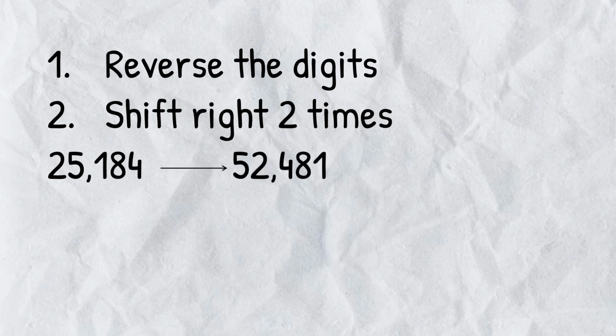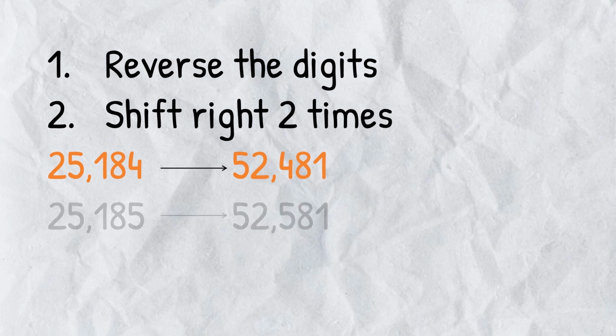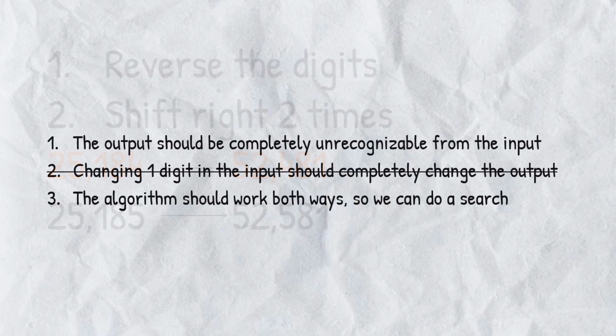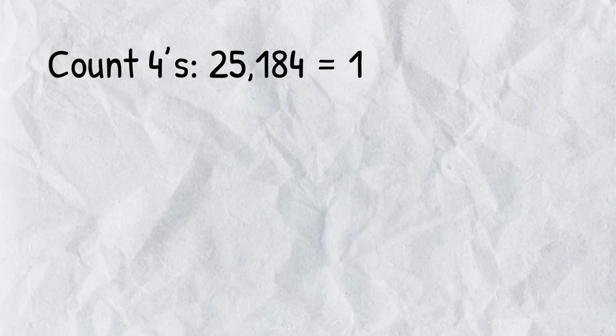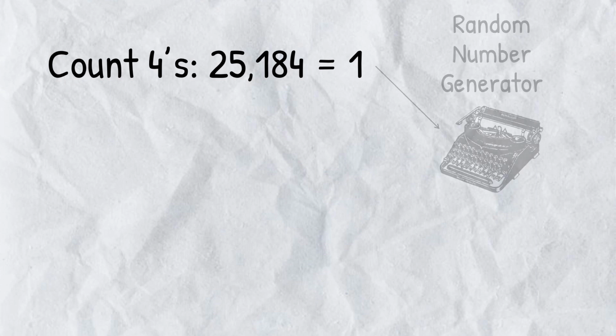25,184 becomes 52,481. But since we do this in exactly the same way for every input, changing one digit still only changes one digit of the output. For example, 25,184 becomes 52,481, but 25,185 becomes 52,581, which looks suspiciously close to 52,481. That's a problem, because it fails our second criteria. We could try this. Count up all the 4s in the number and use it as a seed to a random number generator.